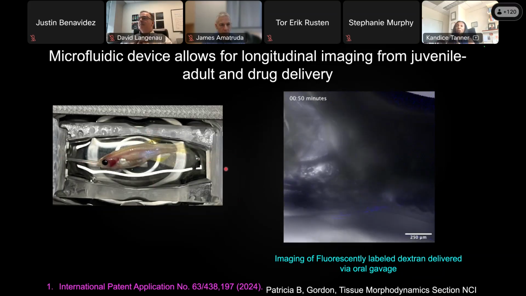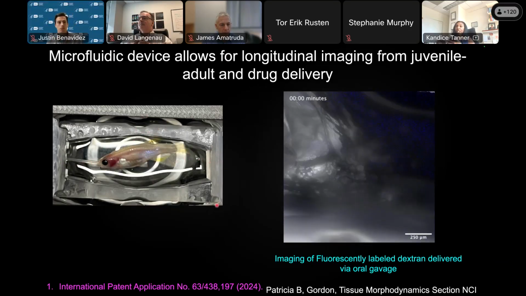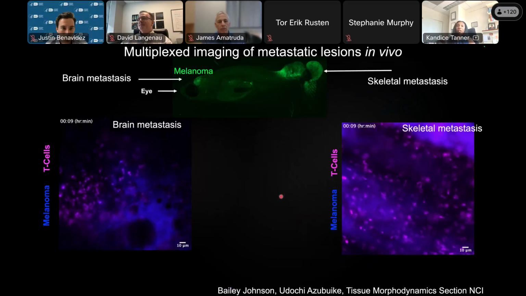devices that allow the fish to think it's swimming because we flow water across its gill. This system allows us to do longitudinal imaging that traditionally has not been shown to be easily done in zebrafish. So here I'm showing you that we're able to do oral gavage. We can now follow drugs and follow these fish as a function of drug treatment. But today I want to focus on what we can see.